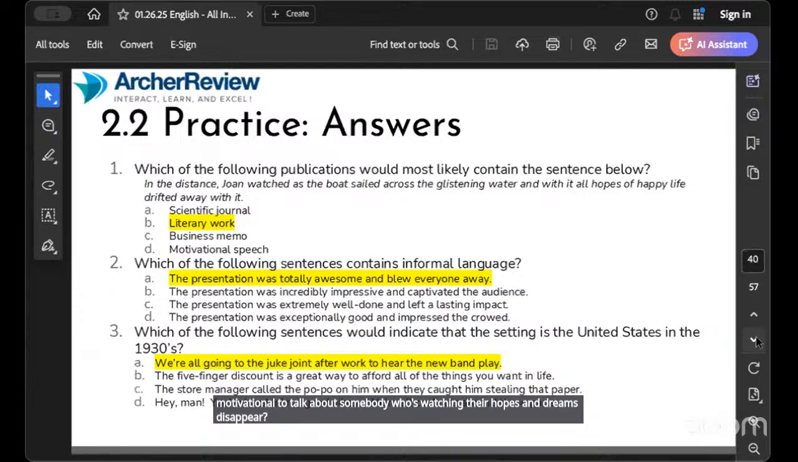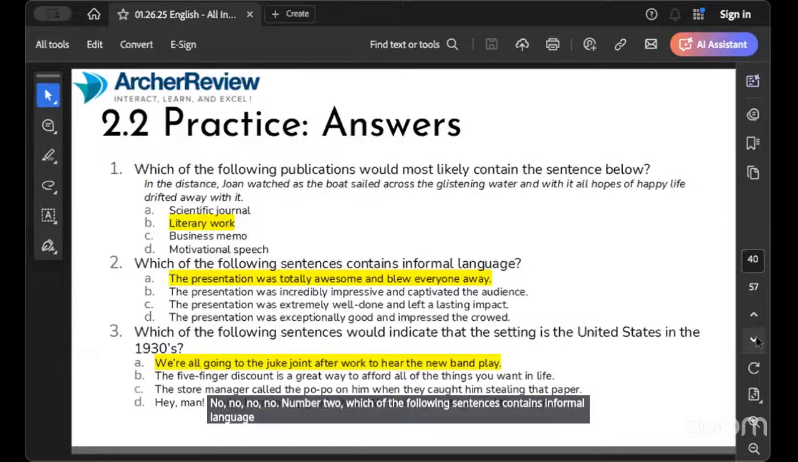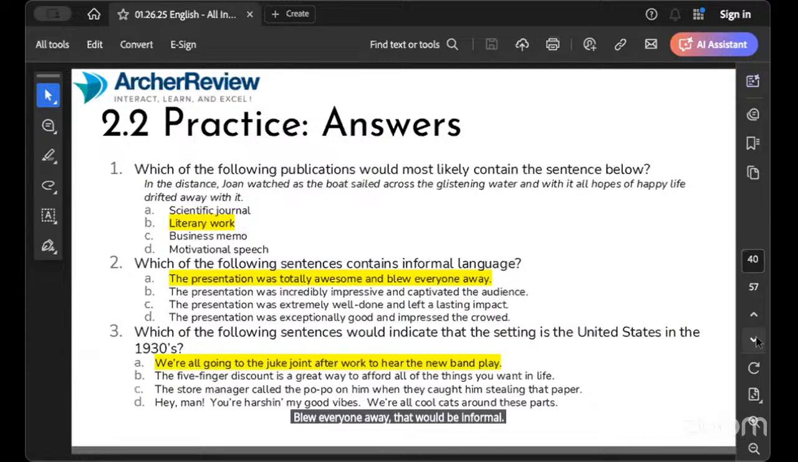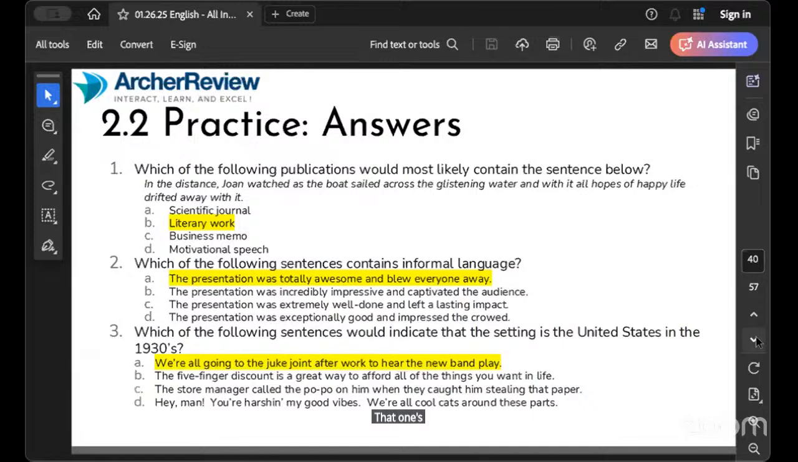No, no, no, no. Number 2, which of the following sentences contains informal language? So totally awesome, blew everyone away. That would be informal. Now, I would say B, incredibly impressive. Incredibly is borderline, technically slang, but totally awesome. I mean, hello, bring it on. That one's definitely not formal language.